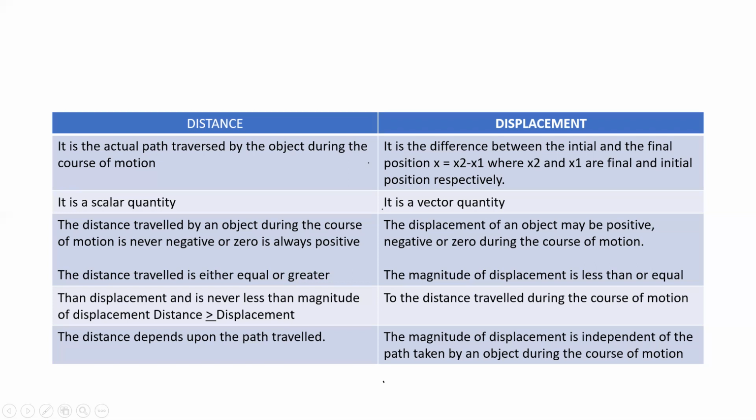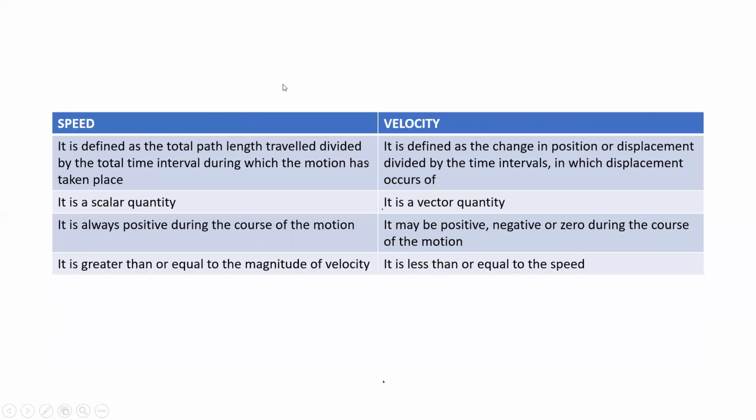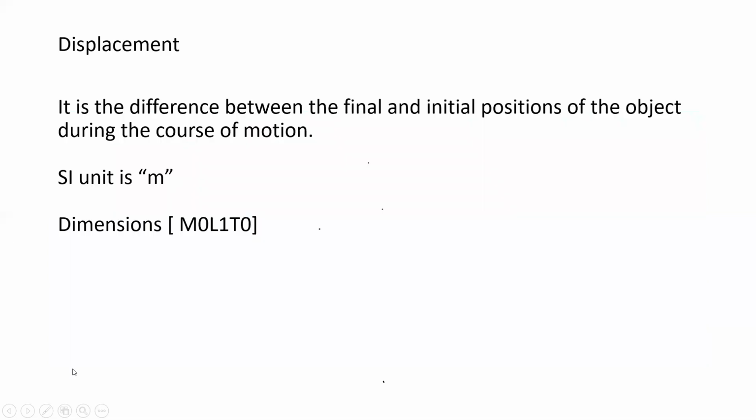The distance is never less than the magnitude of displacement, so here we can write greater than or equal to. The last point is that distance depends upon the path traveled, whereas the magnitude of displacement is independent of the path taken by an object during the course of motion. This is the comparison between distance and displacement.